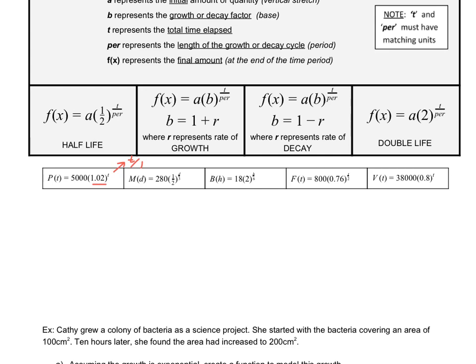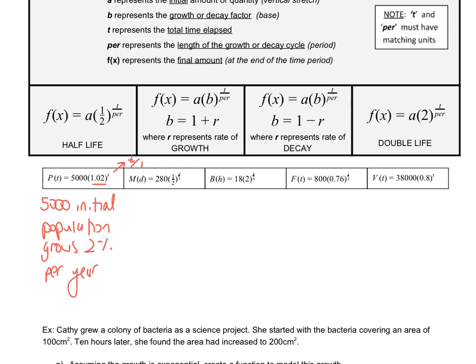So 5,000 initial population grows 2% per year.